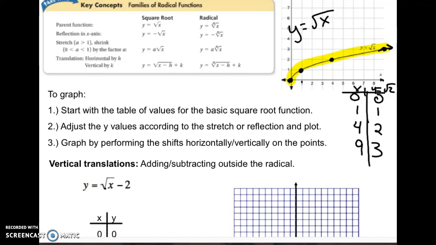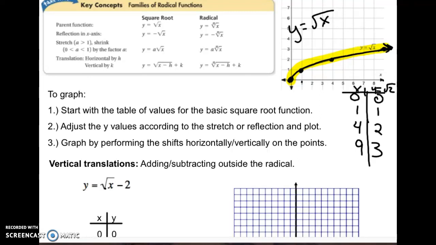And the square root graph is just that. It starts at the vertex, and it's going to head off to the right. The reason there's nothing on the left side is because we can't take the square root of a negative number and get something real. It would be imaginary, and we don't graph imaginaries.